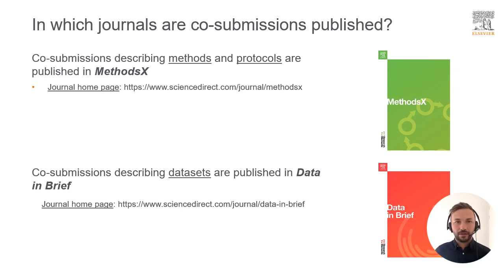Co-submissions describing datasets are published in Data in Brief. The 2023 journal impact factor of Data in Brief is 1.0 and it has a CiteScore of 3.1. On average in 2023, submissions to Data in Brief had a first decision in 18 days. For more information on these journals, please visit their respective journal homepages. I have added the links to the journal homepages to this slide, and these are again also available in the description of this video.